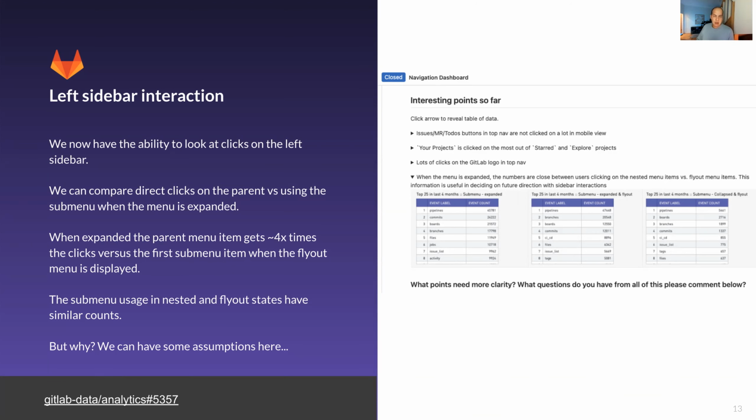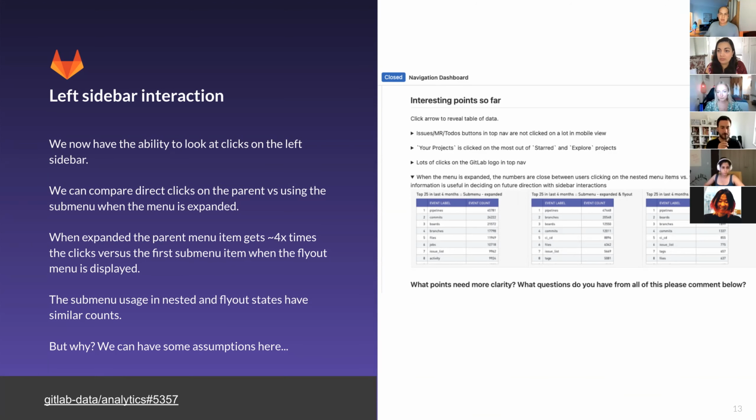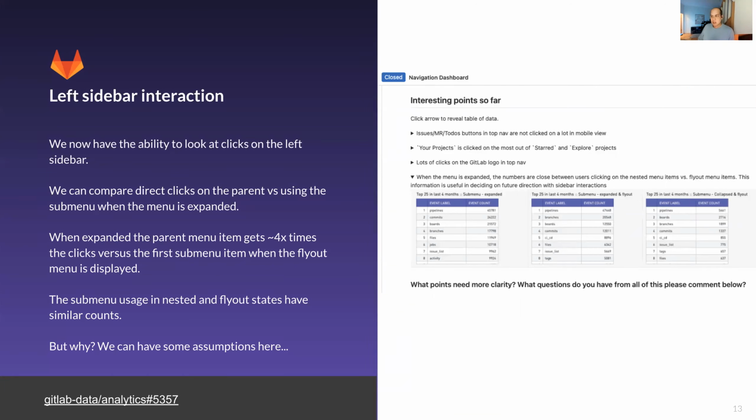And whether people used the nested view, so that's when you can see the submenu within the left sidebar, or the flyout state, that was actually kind of similar in count. And some of us can come now to say, but why? And we probably have some assumptions here about, maybe that's the only way to interact with our menu, and there's no other way, hence the numbers are like that.